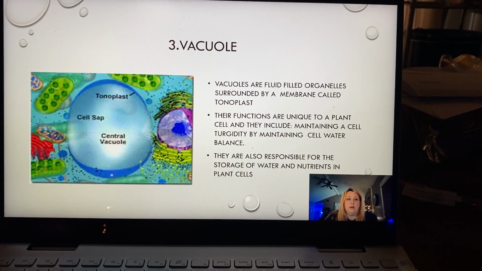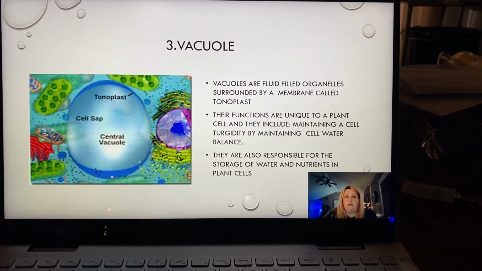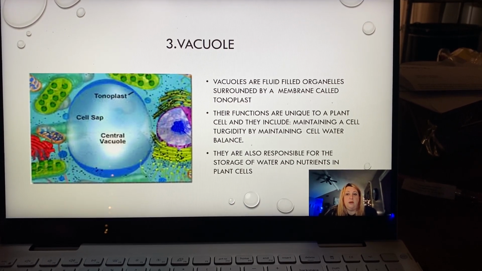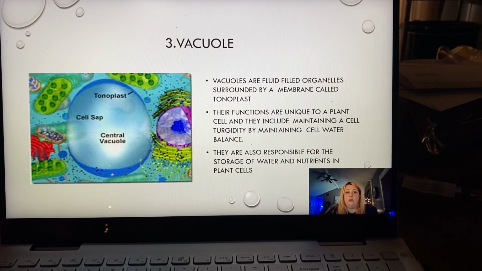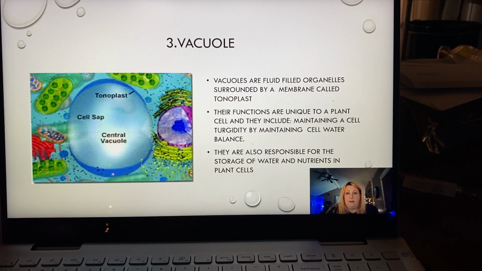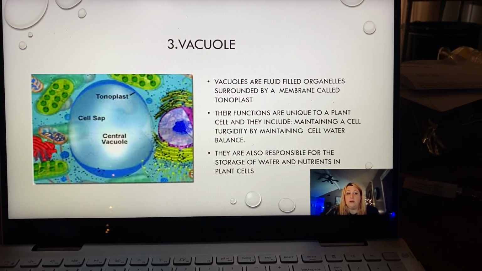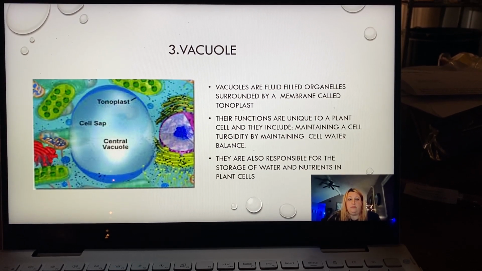So vacuoles are fluid-filled organelles surrounded by a membrane called tonoplast. Their functions are unique to a plant cell, and they include maintaining cell turgidity by maintaining cell water balance. They are also responsible for the storage of water and nutrients in the plant cells.